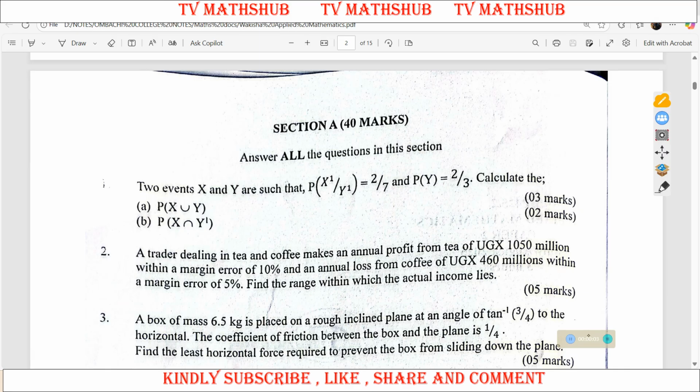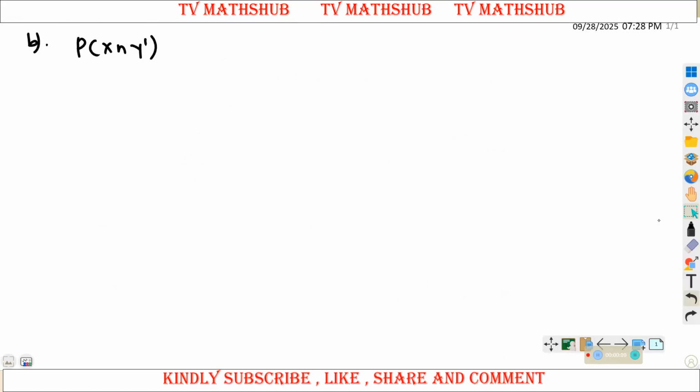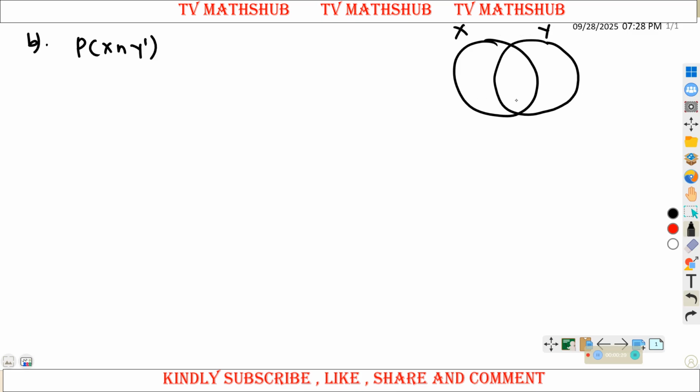Let us now talk about part B, which says we need to find the probability of x intersection y complement. To find this, we shall first of all refer to this diagram here. If I have x and I have y, this one here represents x complement intersection y. This represents x intersection y. This represents x only, which is the same as x intersection y complement. When you look at the information, we have the information pertaining to y. We don't have information pertaining to x, like the probability of x and the probability of x complement. So it means we shall be using the information pertaining to y.